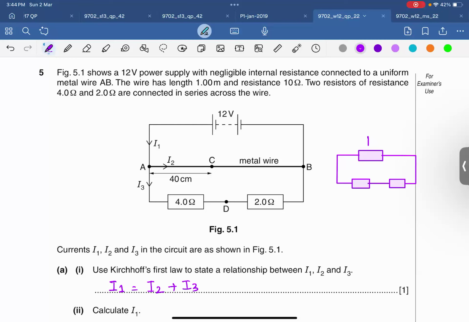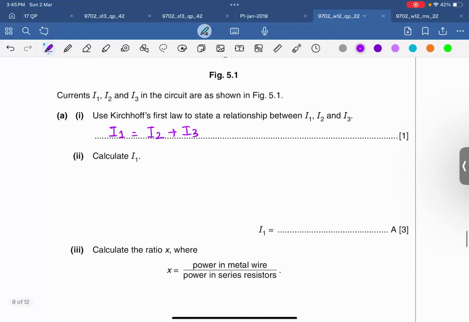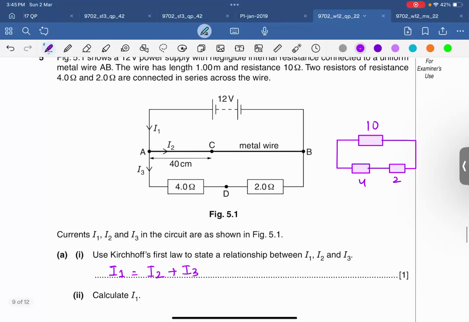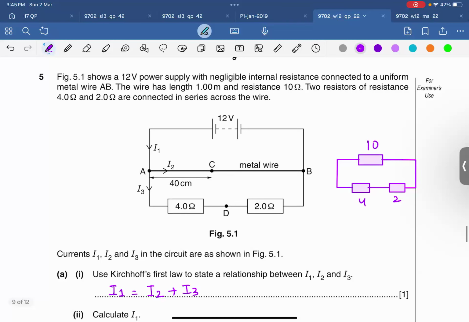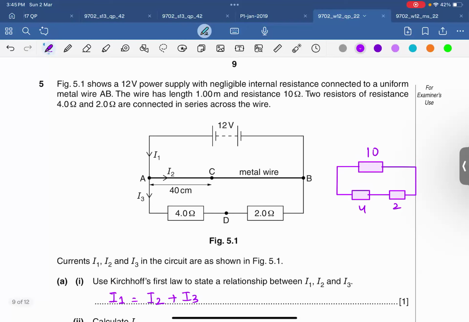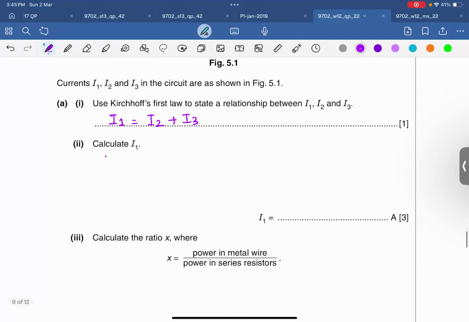This is 10 ohm, this is 4, this is 2, so you add 2 and 4 together, which gives you 6, then 1 over 10 plus 1 over 6. By the way, can we do it any other way? We can either find the currents I2 and I3 and add them. This is the first possibility. The second possibility is that we have the total voltage, so we find the total resistance and work it out. I'm doing it that way.